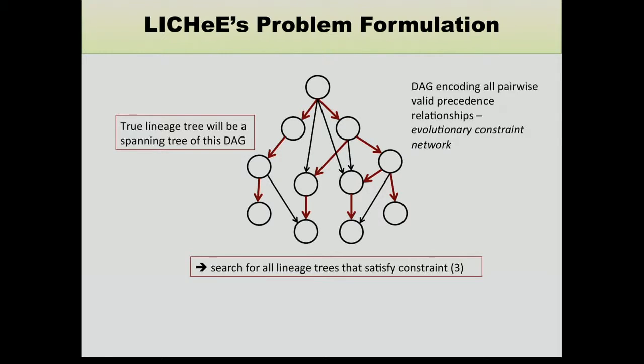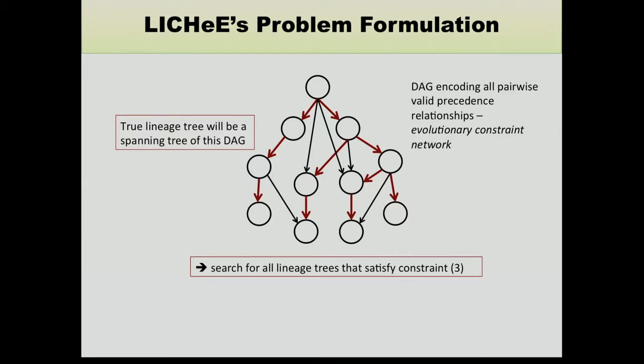Now, so how do we find it? Well, what we do is we find all the spanning trees in this constraint network that also satisfy the third constraint derived from the perfect phylogeny model. This third constraint is that now we don't look just at pairs of nodes, but we actually enforce that the sum of the children, let's say here the frequencies in each sample, don't exceed the parent. So we generate all the spanning trees that satisfy the third constraint. One of those trees, assuming that the perfect phylogeny holds, will be our true lineage tree.